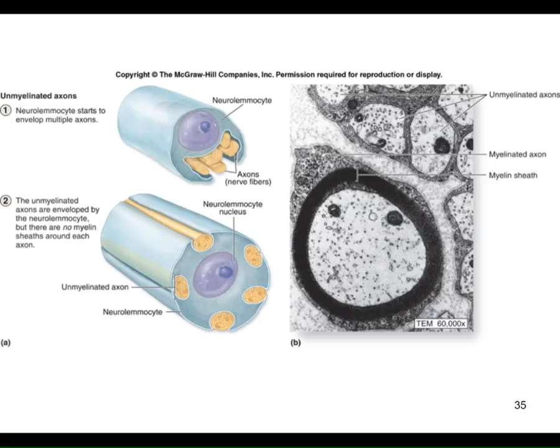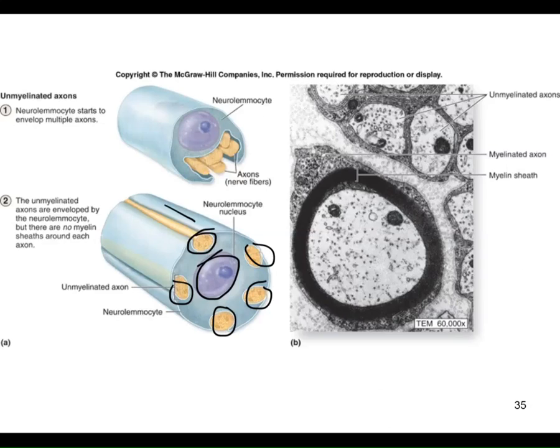So this is what an unmyelinated axon would look like. What we have here, actually five. If you look, this Schwann cell is protecting and embedding five different axons, right? So here's one Schwann cell. Here's the nucleus for that Schwann cell, and it is protecting five different axon fibers or nerve fibers. But it's not wrapping around in the same architecture.